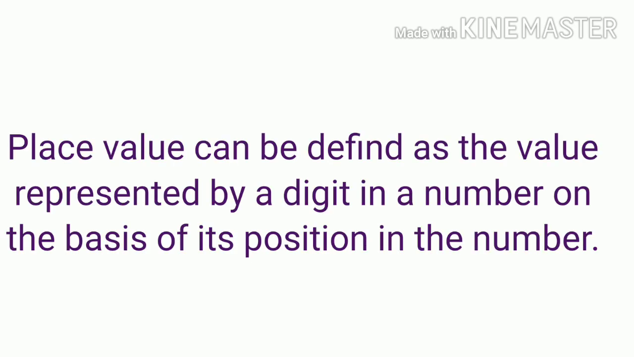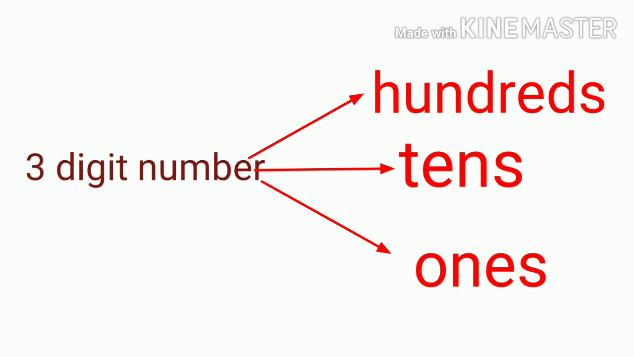Then we learn place value of numbers. What do you mean by place value? In math, every digit in a number has a place value. Place value can be defined as the value represented by a digit in a number on the basis of its position in the number. We know a 3-digit number contains 3 places. Which are they? Yes, hundreds, tens and ones. So the place value depends on the place of the digit.